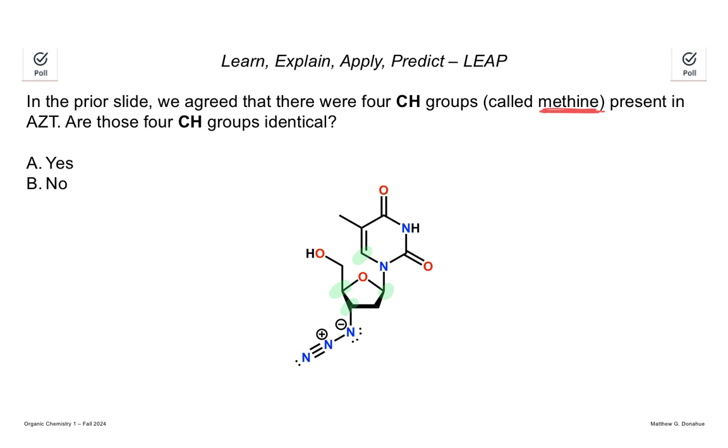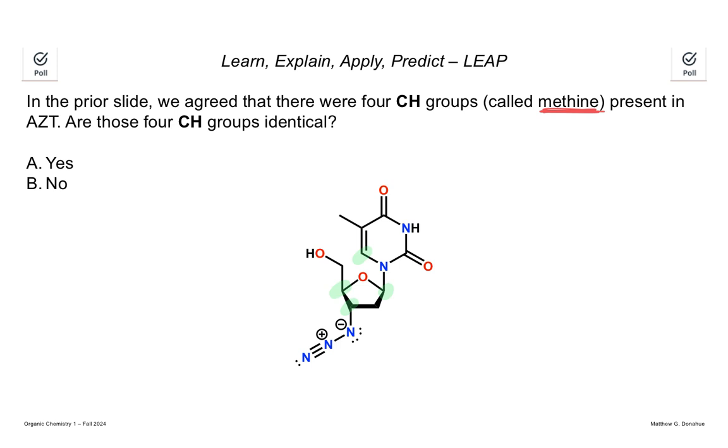And again, why is this important? We're going to talk about a principle called selectivity later on in the semester. If you have four of the same thing, how do you react at only one of them specifically? If you wanted to make a derivative of AZT at a specific position, but the reagent can react at four of them the same, how do you figure out which one it's going to go after?